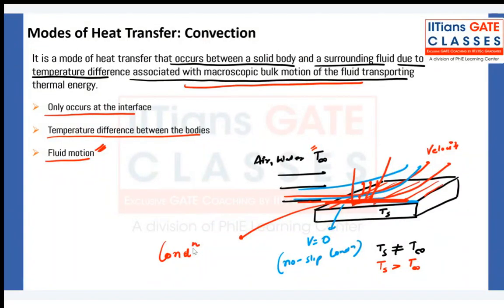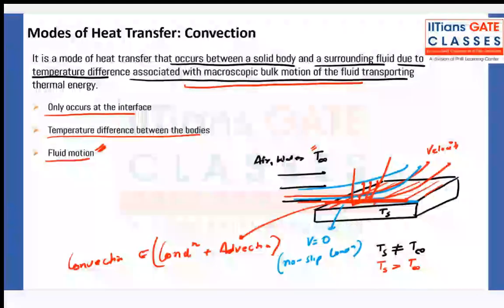And when you go up, where fluid transfer is happening, that is advection. Combining both is called convection. So at the interface, because there is no fluid velocity, it is called conduction. And as you go up, fluid layers transfer heat from one layer to another, which is called advection. So conduction plus advection is called convection. Is it clear to everyone?